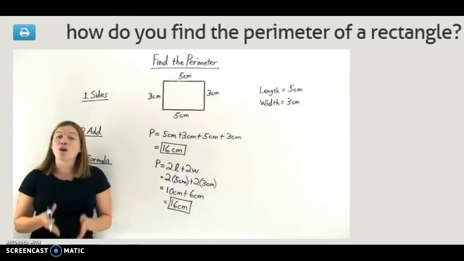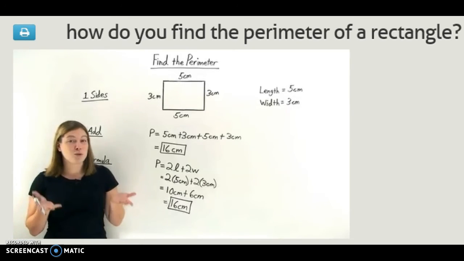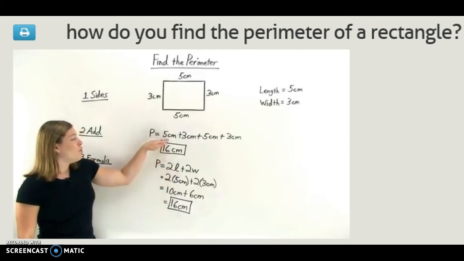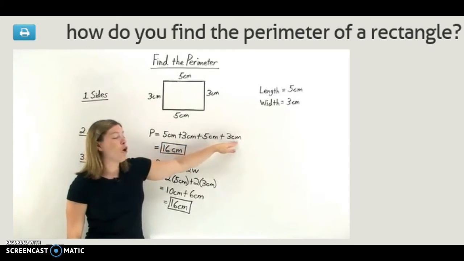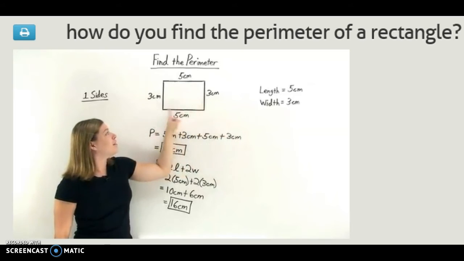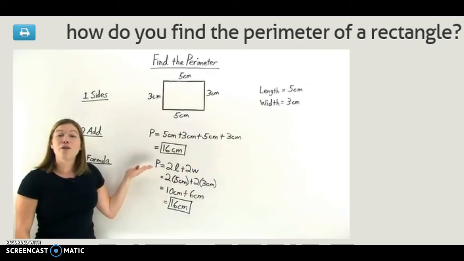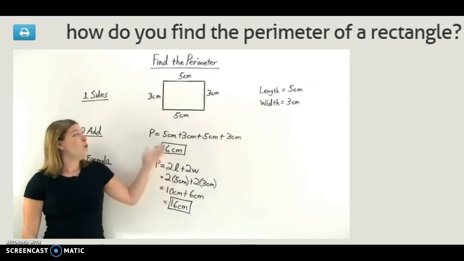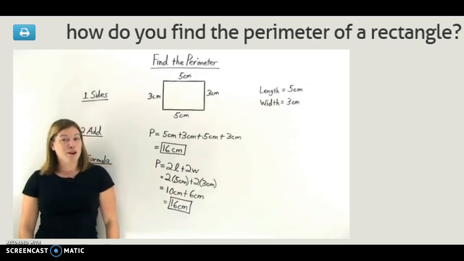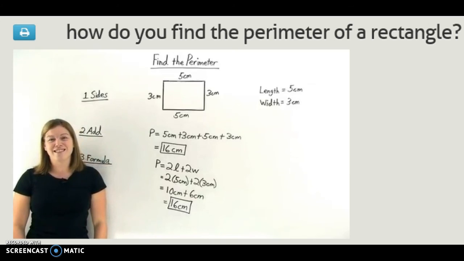So to find the perimeter of a rectangle, you can actually do a couple of different things. You could find the perimeter by adding all of the individual side measurements together. Or you can use the formula for the perimeter of a rectangle. With our problem, we found the perimeter of our rectangle to be 16 centimeters.